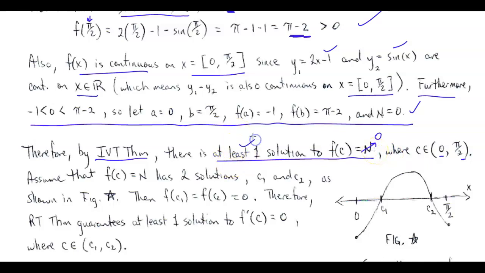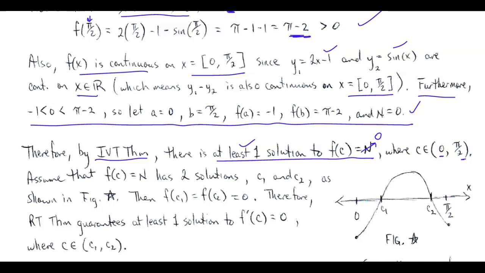Now, when I say we have at least one solution, that means I could have one solution, two solutions, three solutions, four solutions, infinitely many solutions, okay? But all the intermediate value theorem says is that, hey, I guarantee at least one, okay? It doesn't tell you how many, it just says at least one, okay?